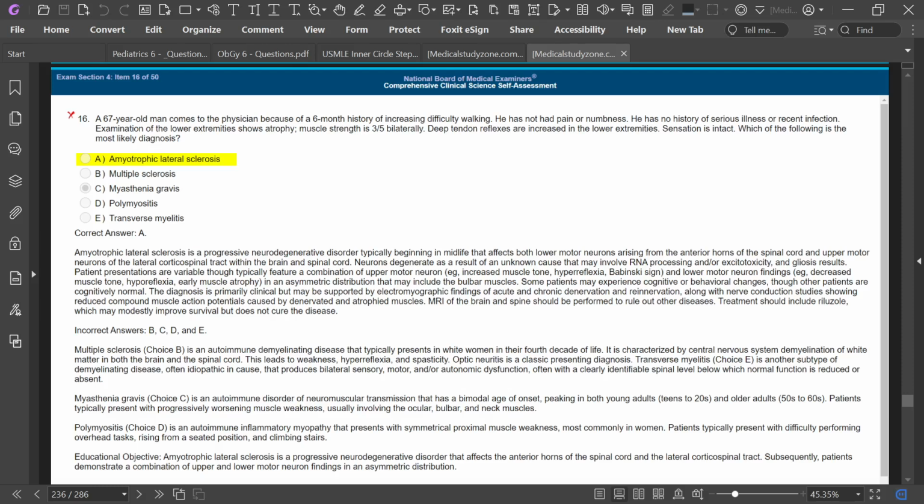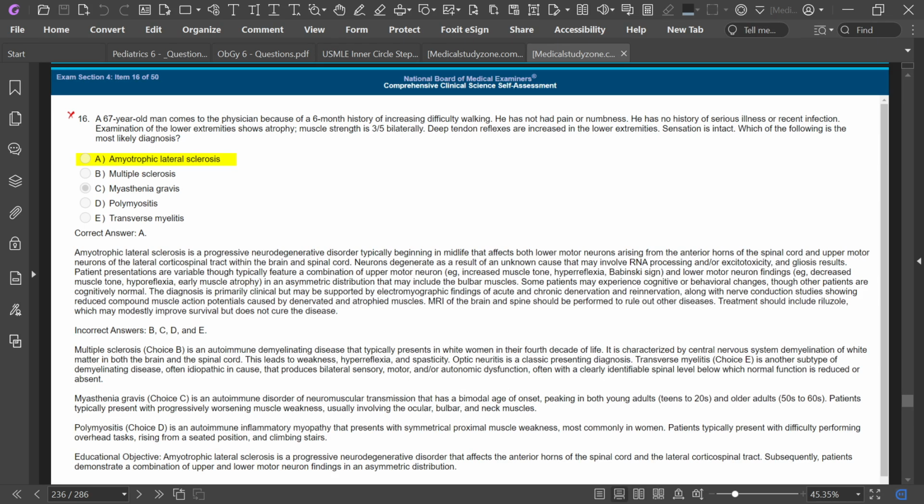Edaravone and tofersen. I don't know those drugs. Usually these things do not come, and I never heard about those ones. Riluzole is the one because it rhymes with the other thing. Okay, then ALS is completed.